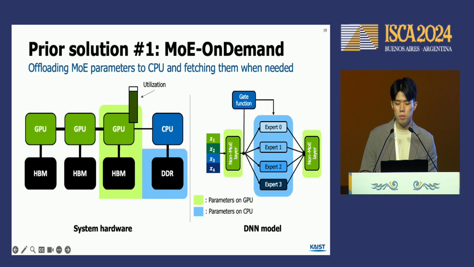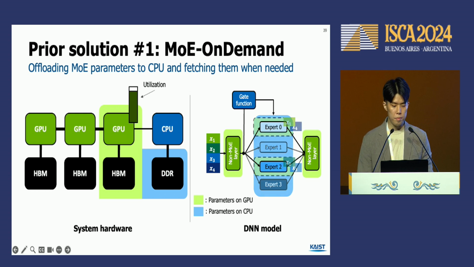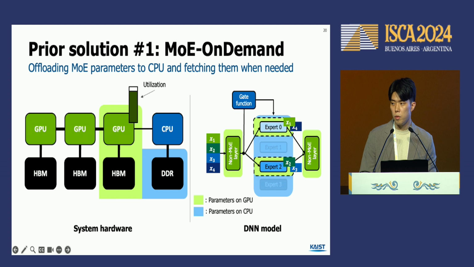To mitigate this problem, two types of prior solutions have been proposed, both based on parameter offloading. In the figure on the right, the background color green represents parameters on the GPU, and blue represents parameters on the CPU. The first solution, MoE-OnDemand, offloads the whole expert layers to the CPU DRAM and uploads only the activated experts from the CPU to the GPU in an on-demand manner at runtime.